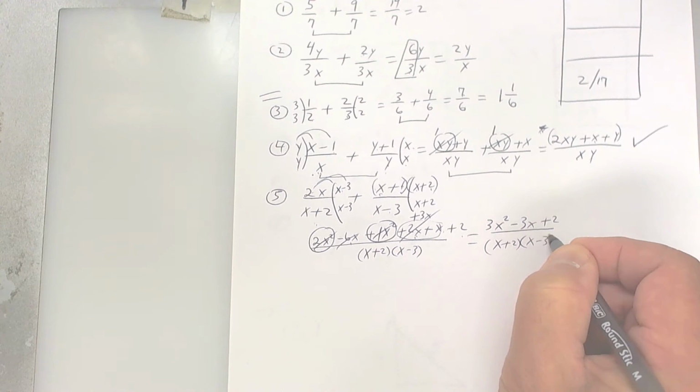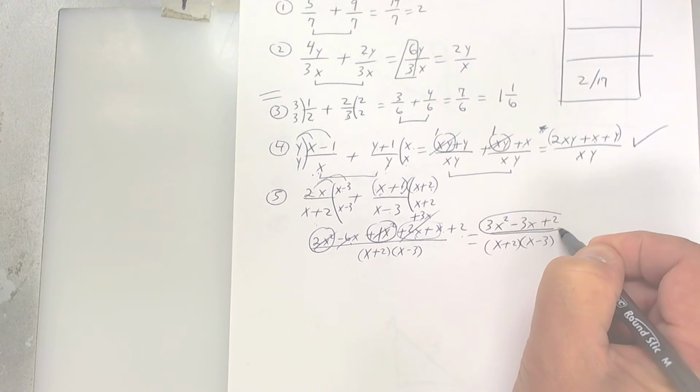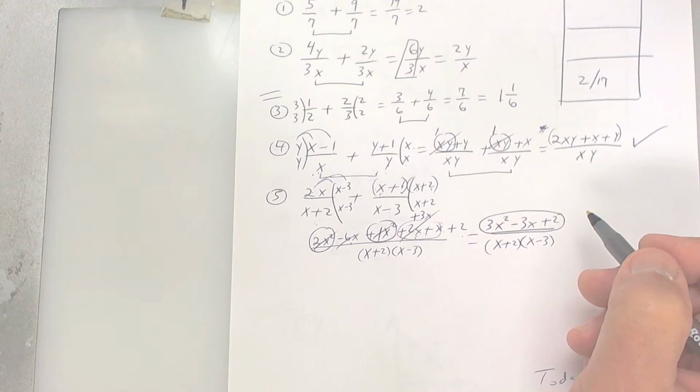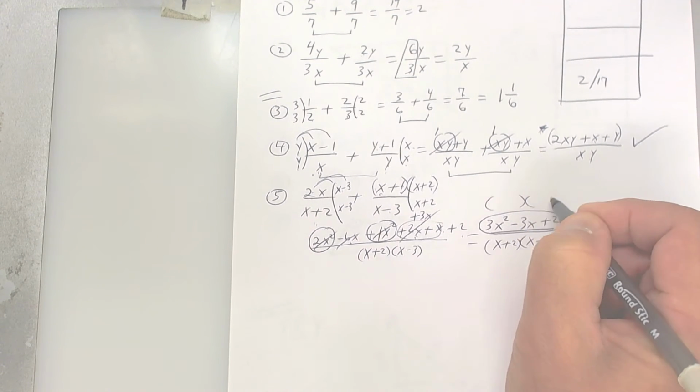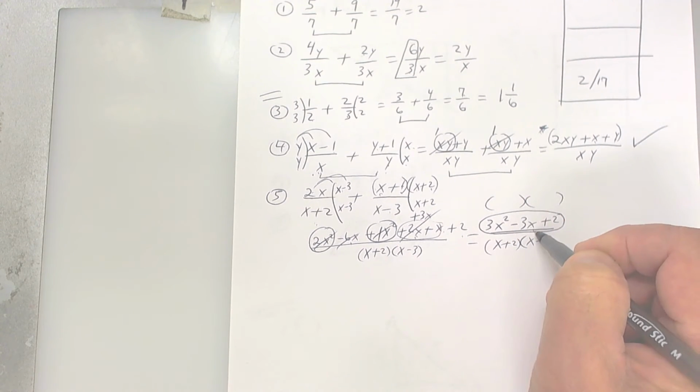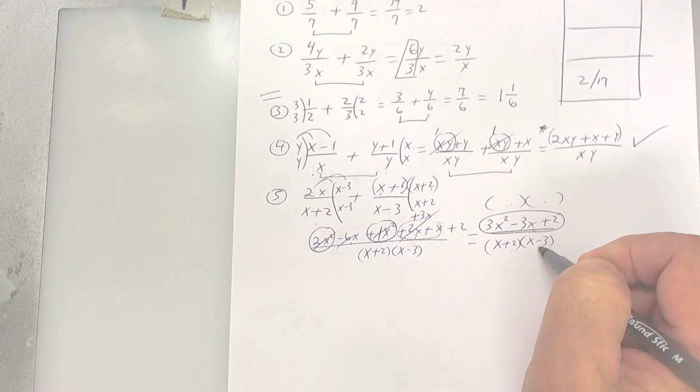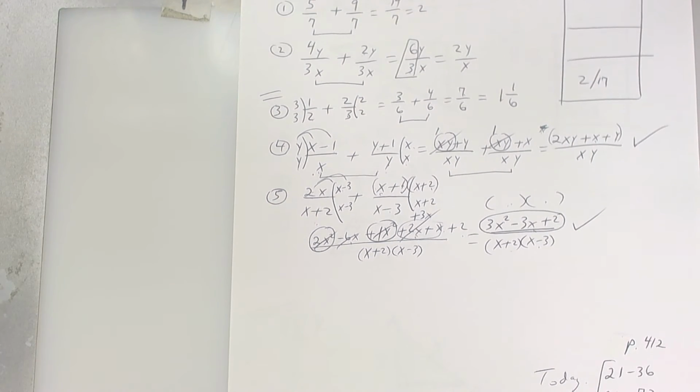Now, let me just say that if you were able to factor this, I'm not sure you can. You're supposed to try. But if you were able to factor it, it's possible that one of these could reduce. We're going to leave the answer like that for now.